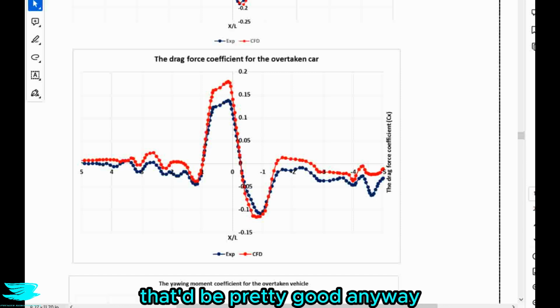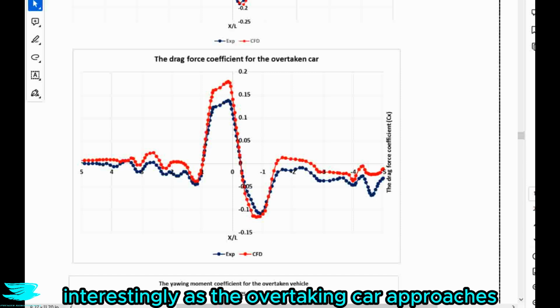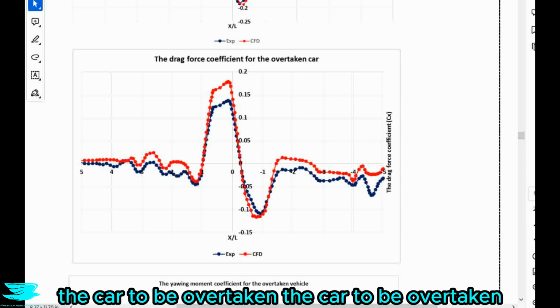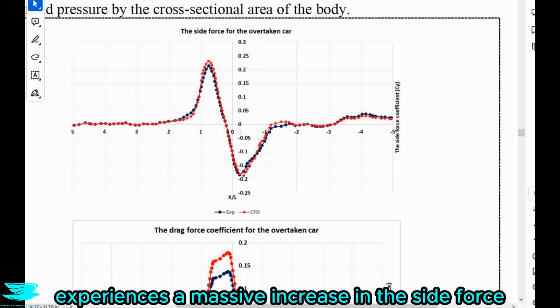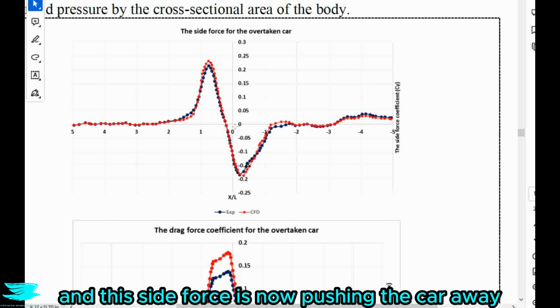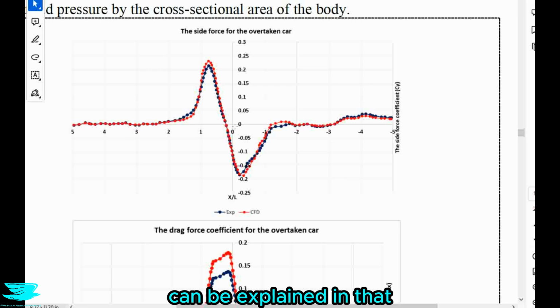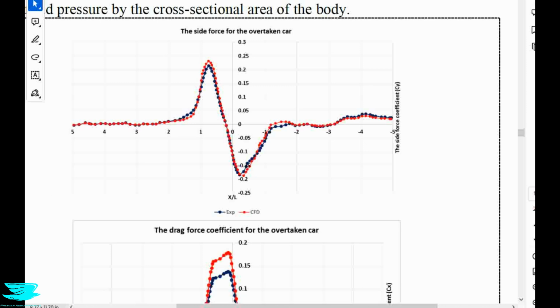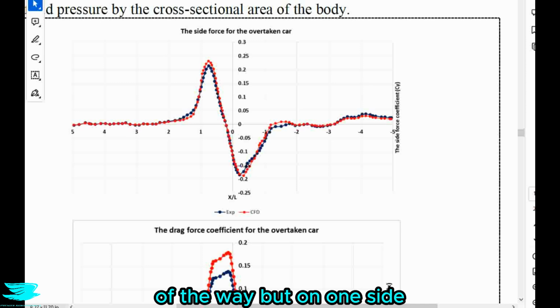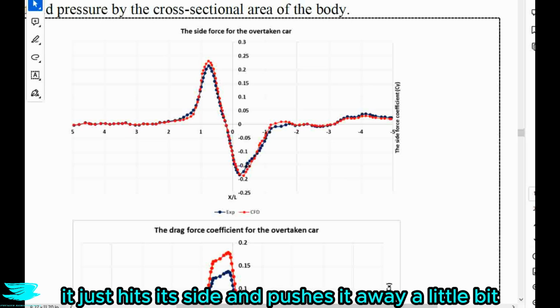That'd be pretty good. Anyway, interestingly, as the overtaking car approaches the car to be overtaken, the car to be overtaken experiences a massive increase in the side force, so this graph here, and this side force is now pushing the car away. This, I guess, can be explained in that the downstream car is pushing air ahead of it, and that air is trying to get out of the way. But on one side, there is this upstream car, so it just hits its side and pushes it away a little bit.